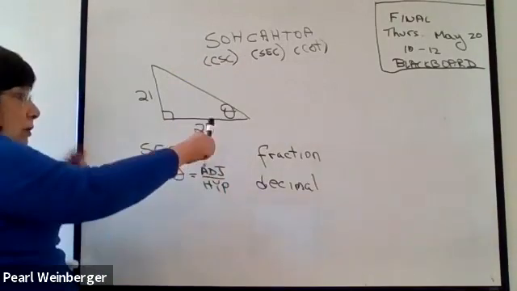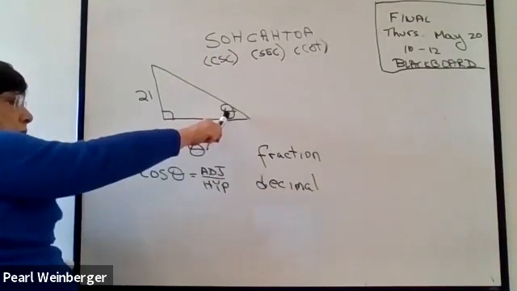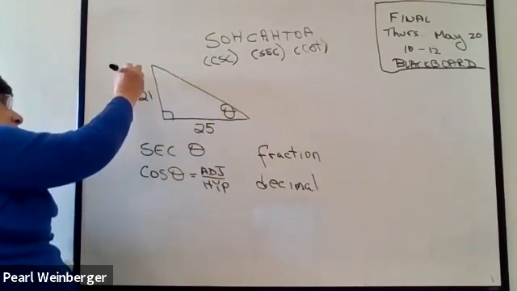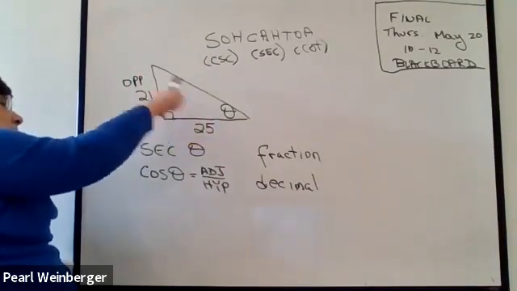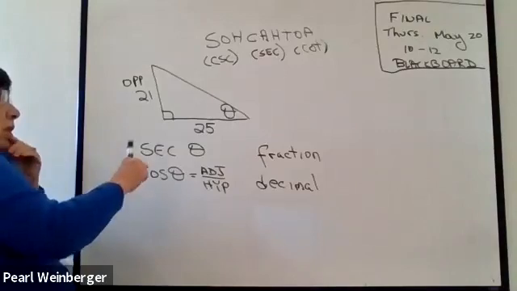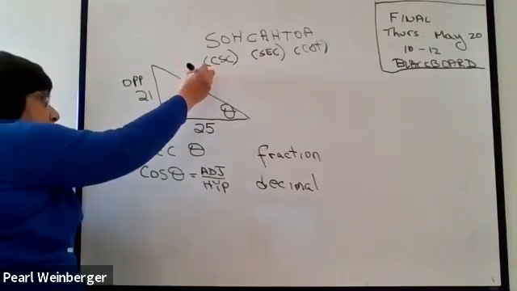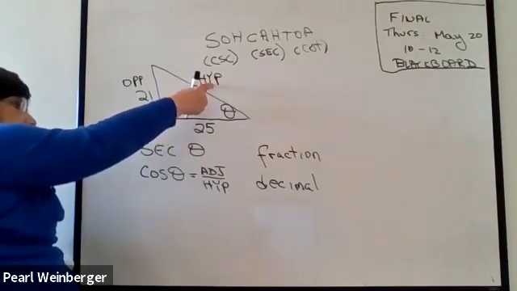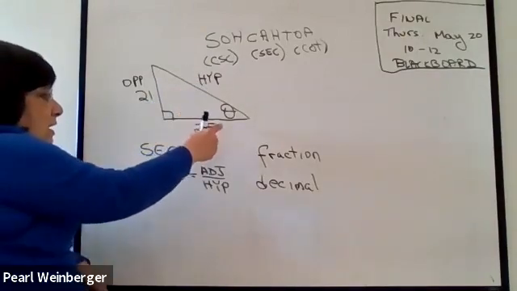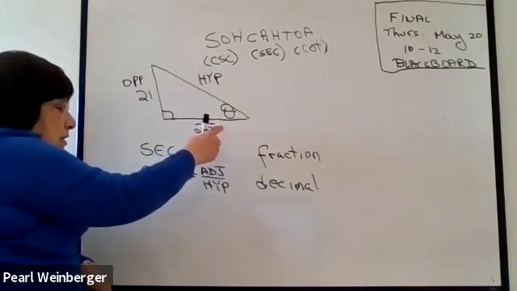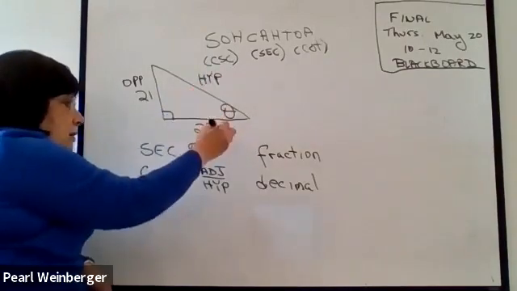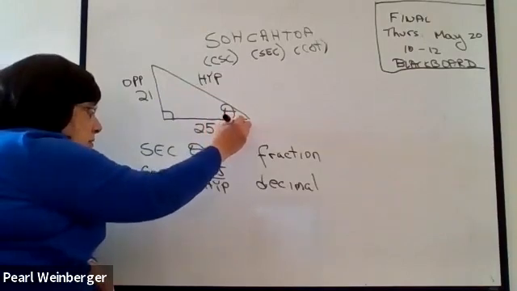So let's see where we are here. Here's my angle theta. This is what we call the opposite side, because it's across from the theta. This is our hypotenuse, because it's across from the right angle. The side that's connected to the angle, the one that's not the hypotenuse, that's the adjacent.